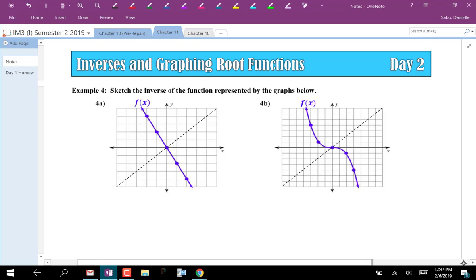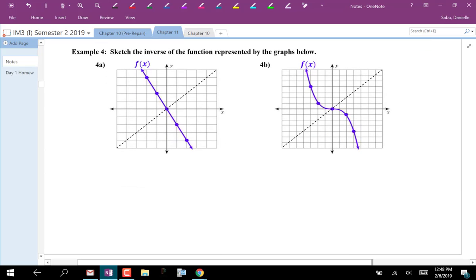Sketch the inverse of the function represented by the graphs below. We did this yesterday, but I gave you points yesterday. Now we're going to make our own points. Whenever there's an intersection, I would recommend using those. So I'm going to make a table for myself. So this graph is blue. So f of x, let's figure out some points.